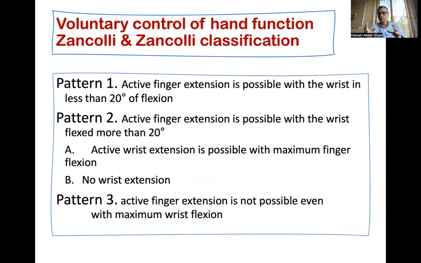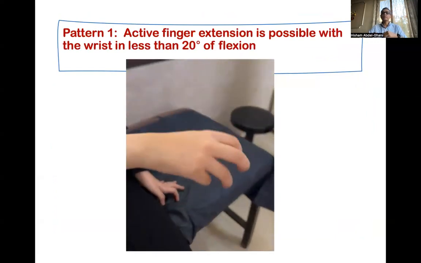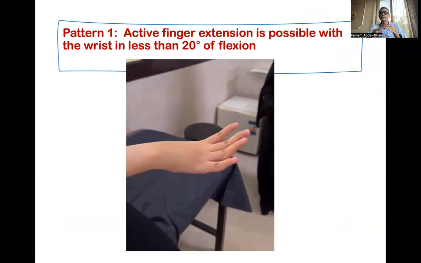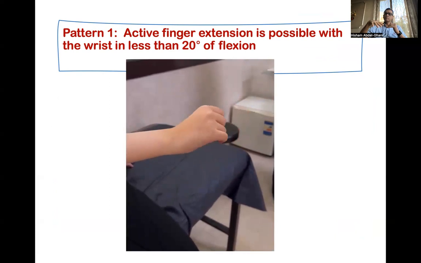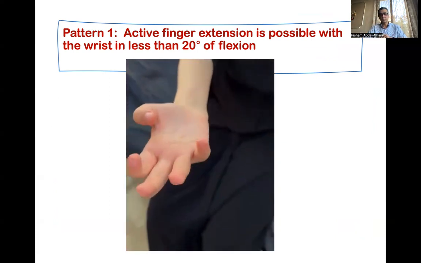This is the Zancolli classification, but this classification could be used to assess the active range of motion of the fingers and hands. We have three patterns. Pattern one: there is active extension of the fingers with the wrist in less than 20 degrees of flexion. So I don't need flexion of the wrist of more than 20 degrees to achieve finger extension.